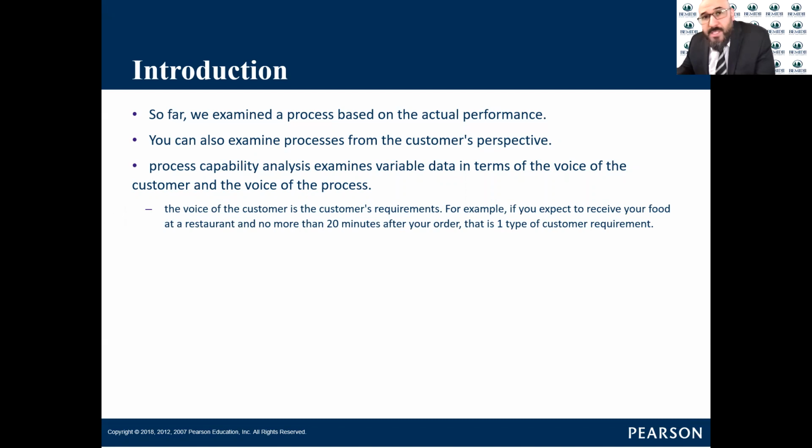Another example would be if you're ordering laptops and you said, I want my laptop to be between 1 and 2 pounds in weight, then that would be the specification. So you set some specifications and the manufacturer has to meet the customer specifications. So the process capability is based on the specifications given to you by the customers.